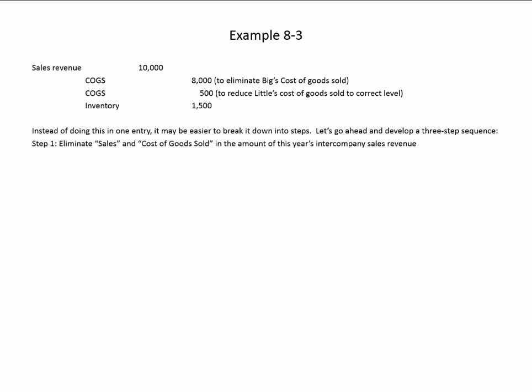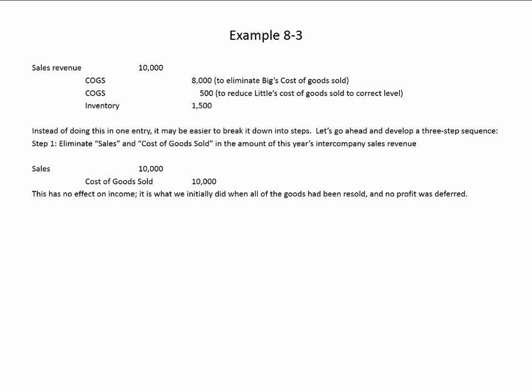Our first step is going to be to eliminate sales and cost of goods sold in the amount of this year's intercompany sales revenue. So we'll go ahead and debit sales for $10,000, and we'll also credit cost of goods sold for $10,000. And again, this entry has no effect on income. We're reducing sales revenue and cost of goods sold both by $10,000. Now, this is exactly what we did when we assumed that all the merchandise had been sold to some third party. We said, look, the gain has been entirely realized. There's not going to be any effect on income. We're not going to defer or eliminate any unrealized gain, we're going to recognize the entire profit.